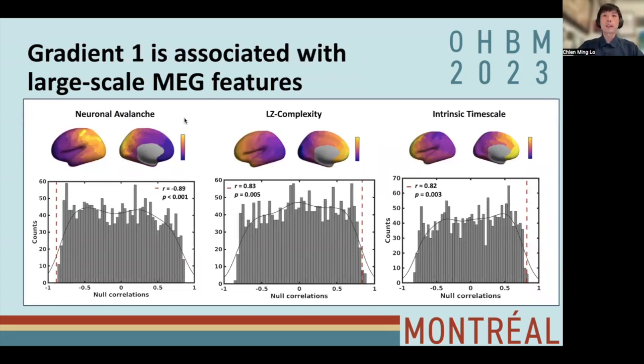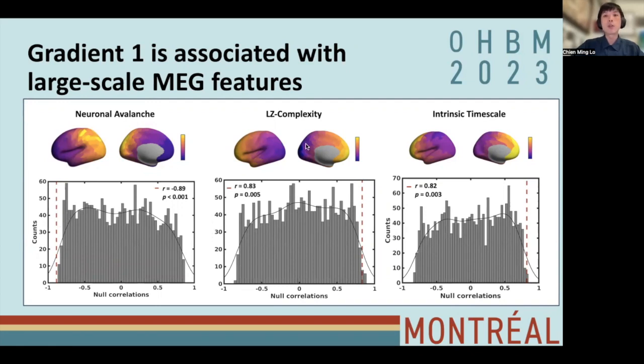Here, we investigate 3 key features of resting state MEG. First, the neuronal avalanche, which serves as a measure of local excitability based on the occurrence of very high amplitude burst events. We observe a pattern where neuronal avalanche decreases gradually from the posterior to the anterior part of the brain. For this index, we found a negative association with gradient 1.